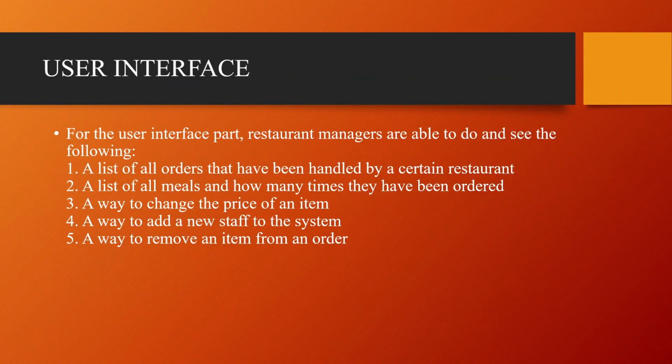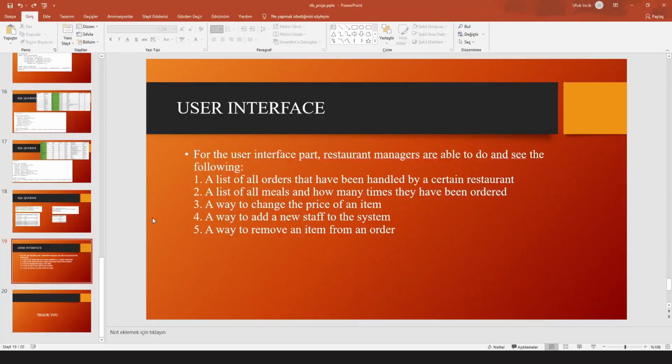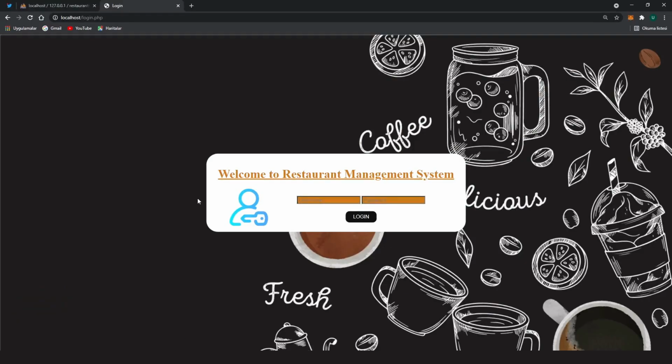Hello everyone, I'm Kenan Ufuk. For the user interface part, restaurant managers are able to do and see the following: a list of all orders that have been handled by a certain restaurant, a list of all meals and how many times they have been ordered, a way to change the price of an item, a way to add a new staff member to the system, and a way to remove an item from an order. Now let's go to the user interface part.